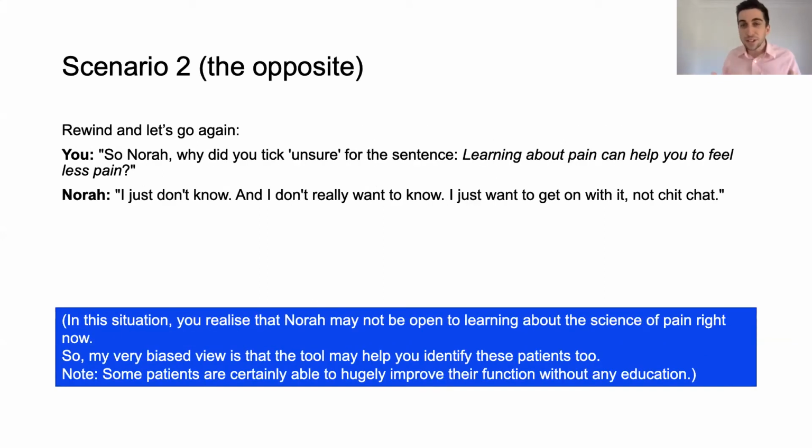So now let's rewind, go again. So Nora, why did you tick unsure for the sentence, learning about pain can help you feel less pain? This time Nora says, I just don't know. I don't really want to know. I just want to get on with it. I don't want to chit chat. And so in this situation, the tool is helpful in terms of targeting because you acknowledge and you can realize that she's not open to that education.